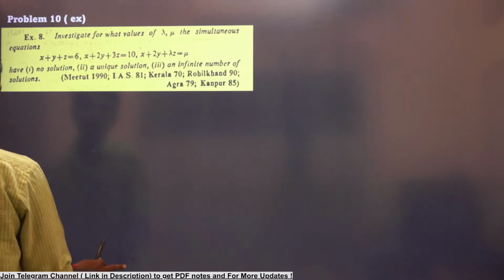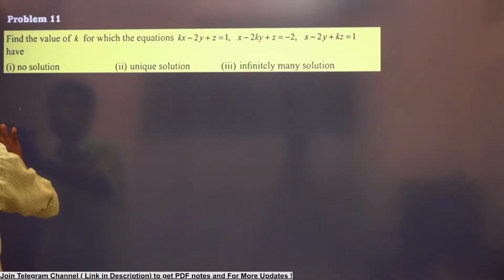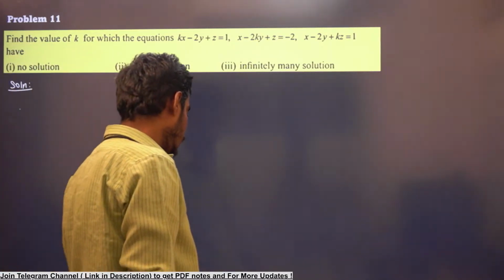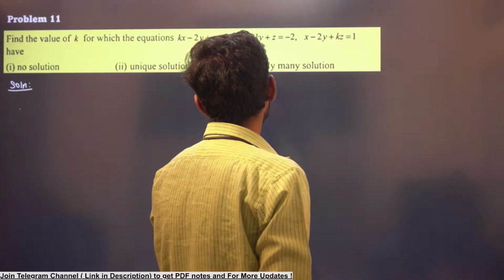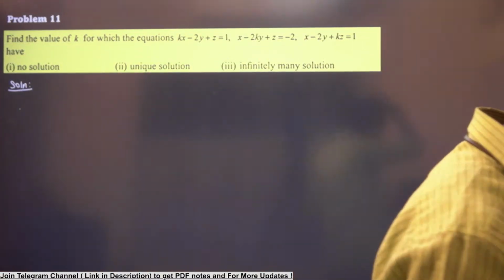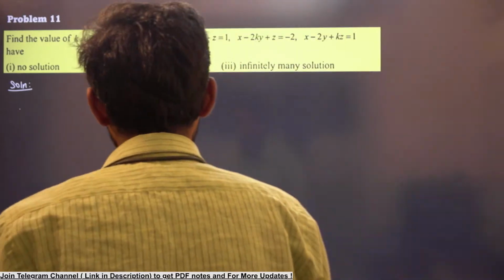Okay, we'll move on to the 11th problem. Find the value of k for which the equations kx minus 2y plus z is equal to 1, x minus 2ky plus z is equal to minus 2, x minus 2y plus kz is equal to 1 have a solution. In the previous problem we had two unknowns, lambda and mu. Here there is only one unknown, which is k. So we'll do this problem.